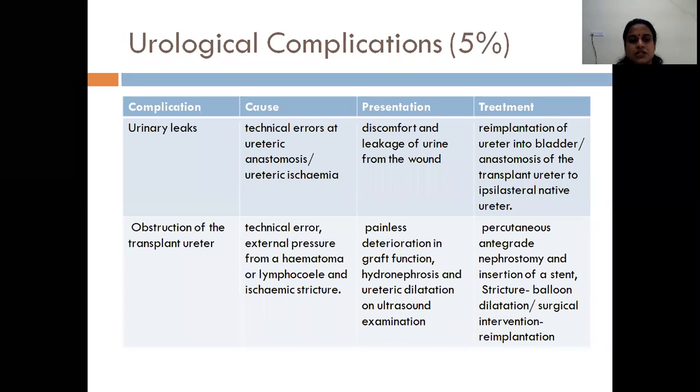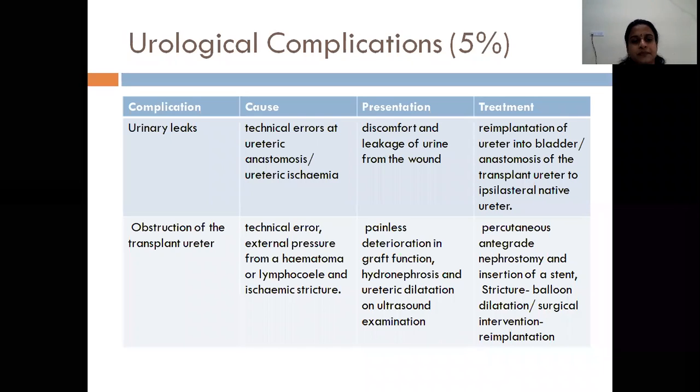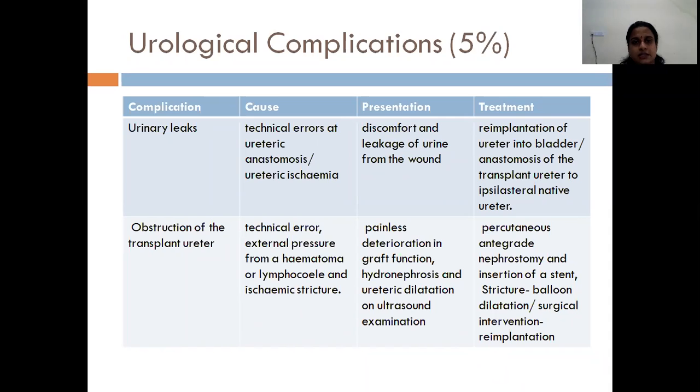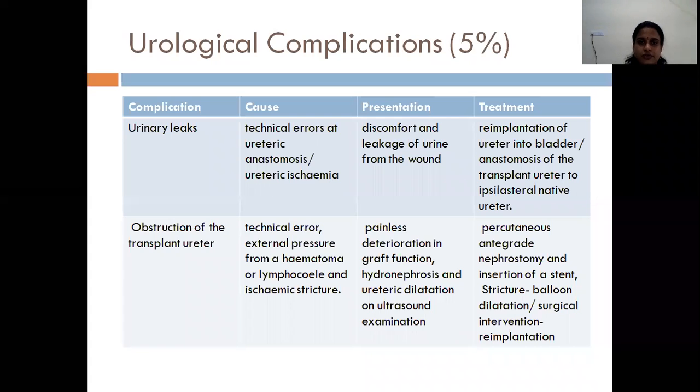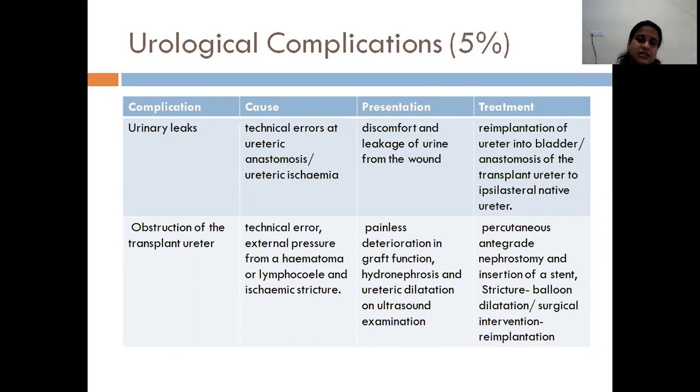Obstruction of the transplanted ureter is also one of the complications. It could be either because of external pressure or because of a stricture. Pressure with a hematoma or a lymphocele. Lymphocele formation at the site of the transplanted kidney is quite common, but usually it should not land up in such complications of obstructing the transplanted ureter. But if it does, then we'll have to intervene.